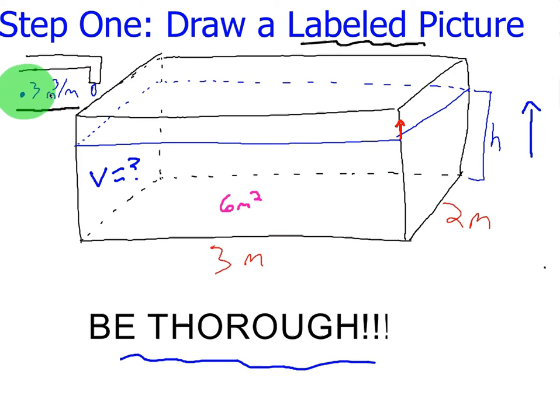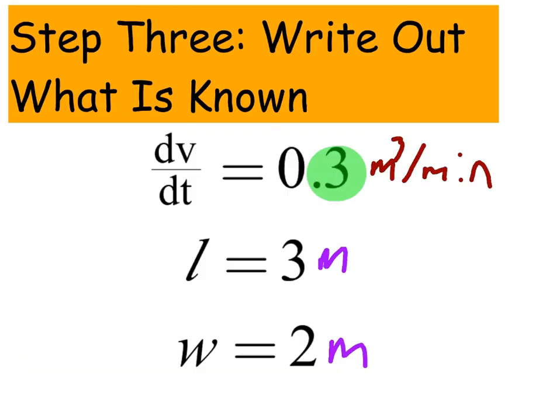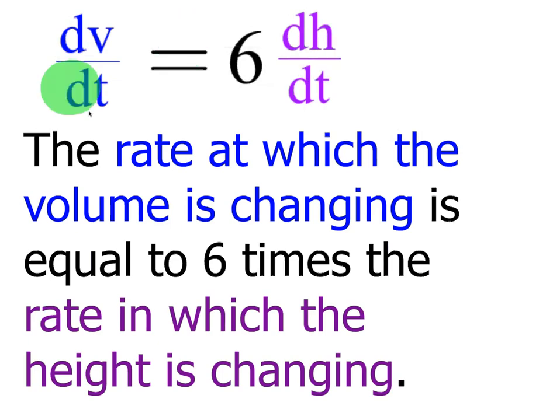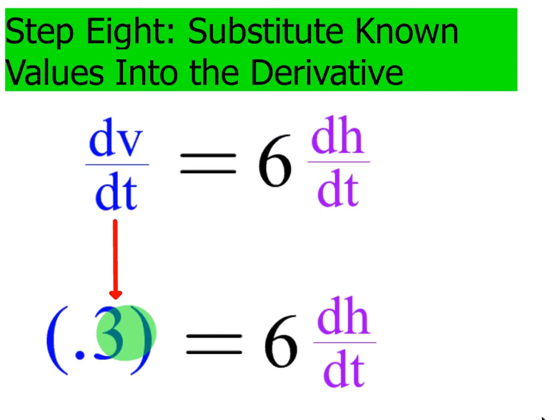tank. The volume is going to be increasing at a rate of 0.3 cubic meters per minute, right? So we know that. And when we came up with the variables and wrote out what we knew, we wrote that dV/dt equals 0.3. So once you've implicitly differentiated for step 7, you can plug in what you know. In this case, we know that dV/dt equals 0.03. Is it 0.03 or 0.3? Let me make sure I got that correct. Okay, so it is 0.3.